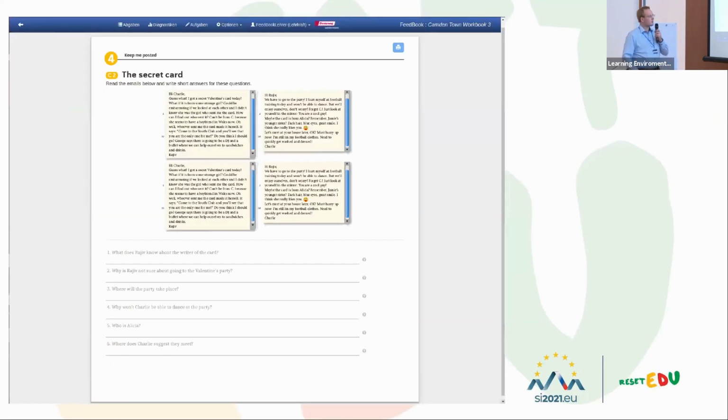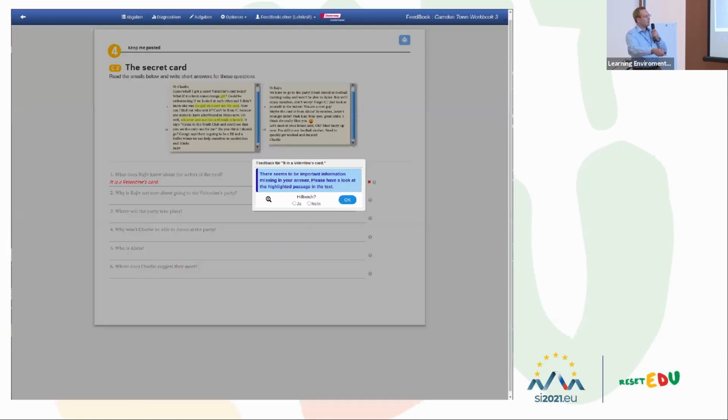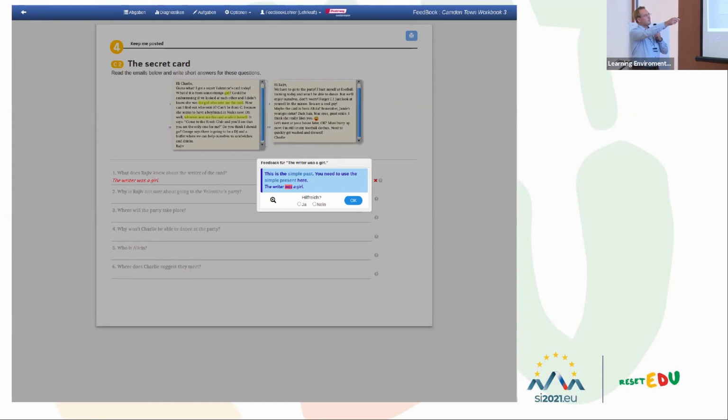Let's look at another exercise. This is a reading comprehension exercise. So you can see the other one was very closed. This is a little bit more open. And here you're supposed to read the text and then answer those questions. The first one is, what does this person know about the writer of the card? So if the student writes something like, it is a Valentine's card, which does not answer the question, the system detects that there's a problem with the meaning and says there's important information missing. Plus, it also highlights the part of the text where this information can be found, so that I know, okay, I should read up on those parts here.